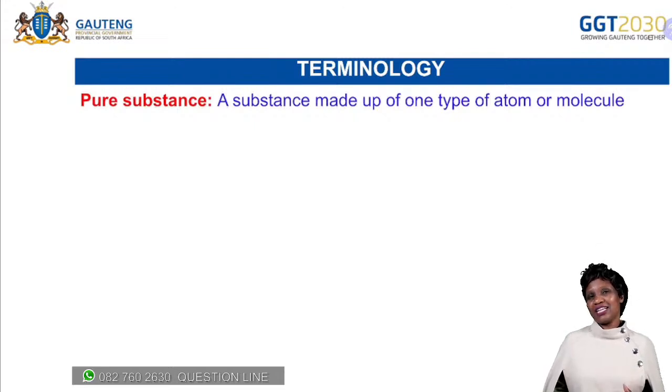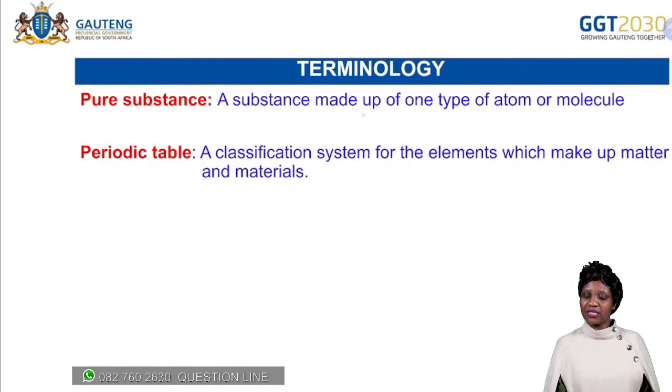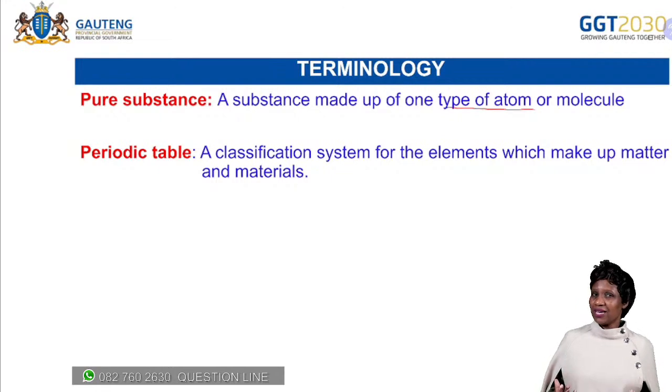Therefore, pay particular attention. All right, we've got a pure substance. What is a pure substance? When we are talking about a pure substance, this is a substance that is made up of only one type of atom or even a molecule. This is a pure substance. All right. Remember, you need to memorize the definitions. It will be very easy for you to understand, to comprehend, to know the lesson better. All right, let's move on.